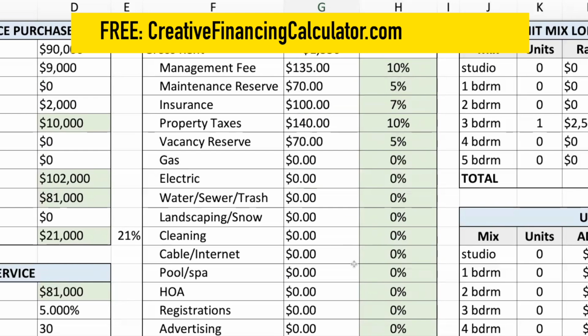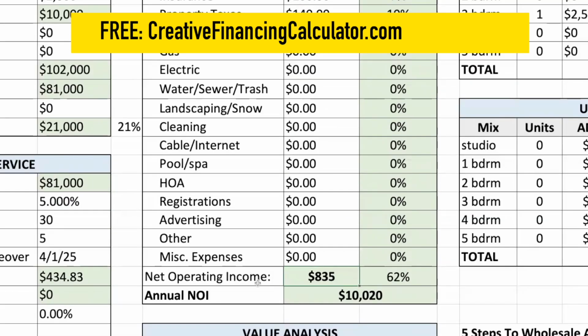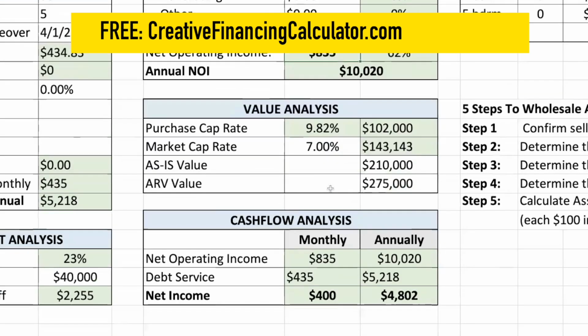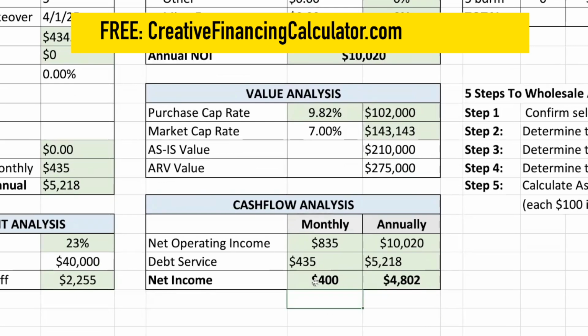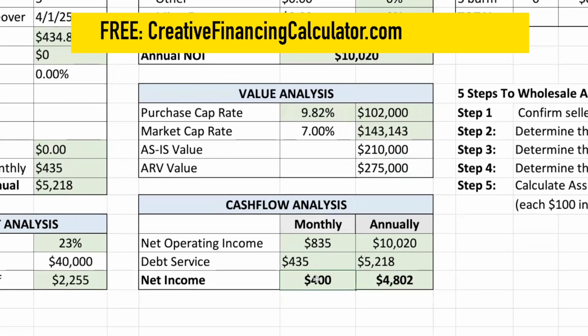And then at the bottom here, that means your net operating income is $835 because you're subtracting your fees off of your gross rent. So this drops down here to your cash flow. So we make $835, but then I have to pay my seller finance loan of $435. So that makes $400 a month. That's good. Like a buy and hold guy's like $400 a month after everything.